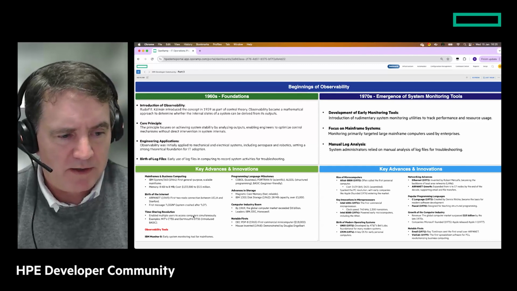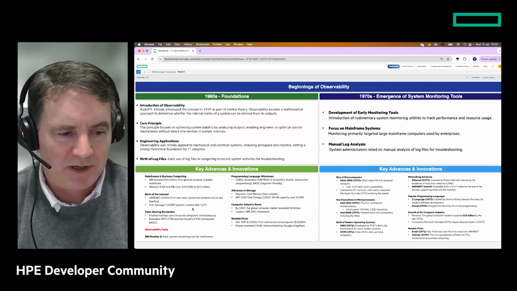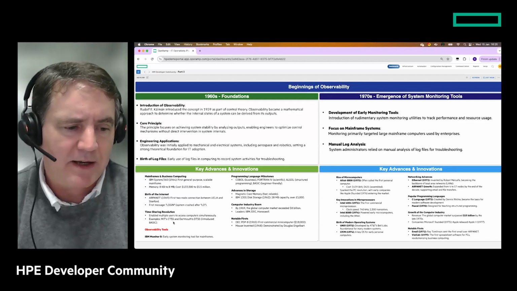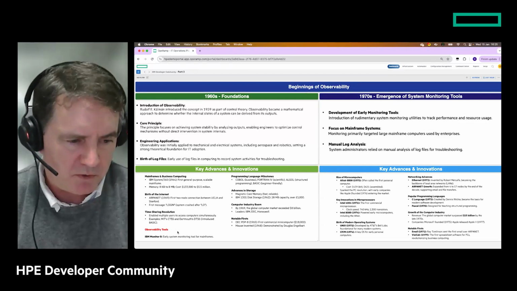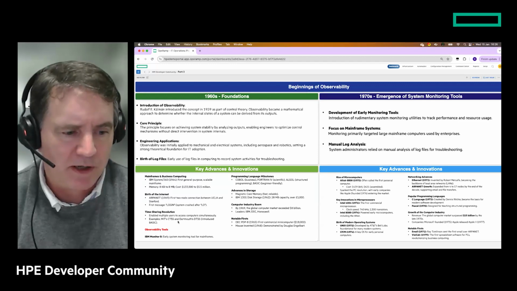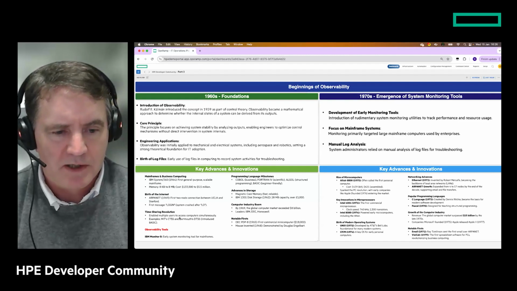It was also a time when time sharing evolved, where a computer allowed multiple users to access the system simultaneously. And it was the first time we started to see monitoring tools. Way back then, a tool called IBM Monitor 2 was a very, very early monitoring tool for mainframes.